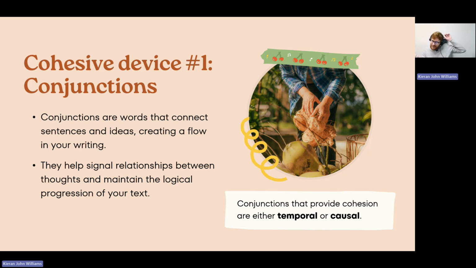So, in cohesive writing, conjunctions can be either temporal, which talk about time, or causal, which relates to cause and effect. So, these small words play a huge role in creating that logical progression that we're all looking for. So, when you're using them thoughtfully, they help signal the relationships between your thoughts.